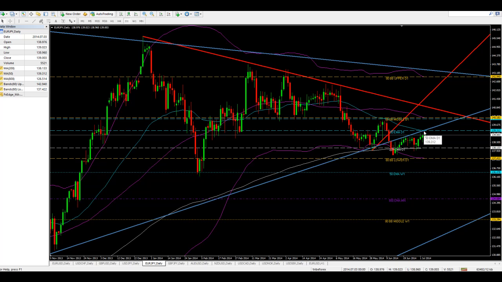Not a tremendous amount of movement on these currency pairs. Just a lot of back and forth movement, waiting for new news to come out in the market. And I do expect new news.